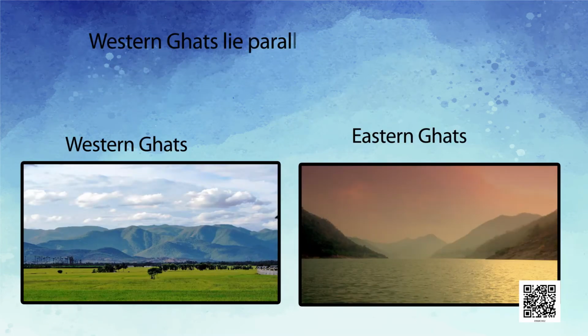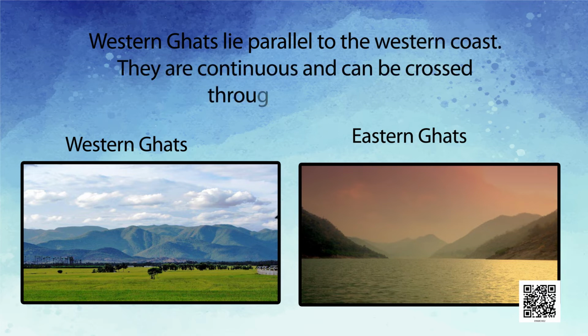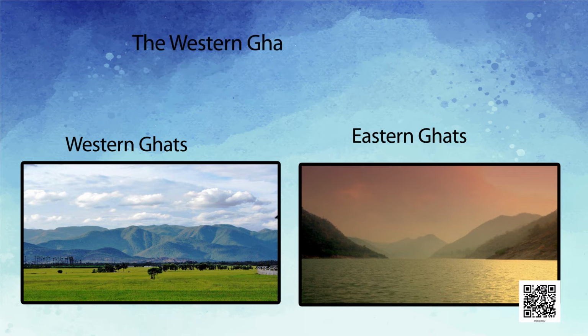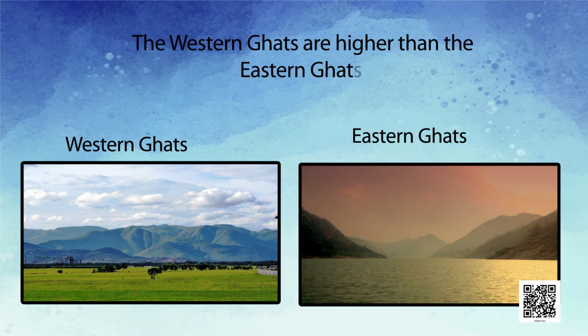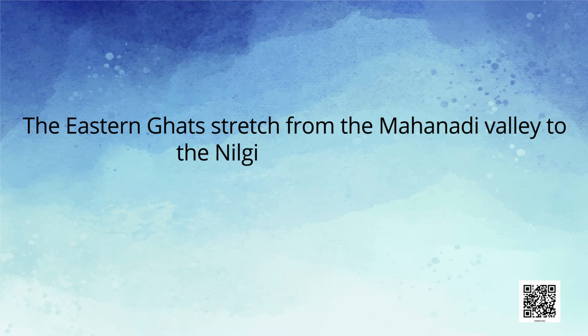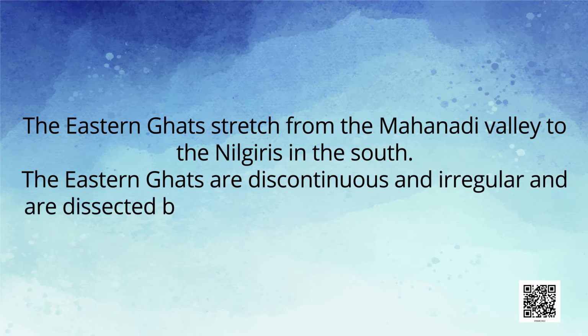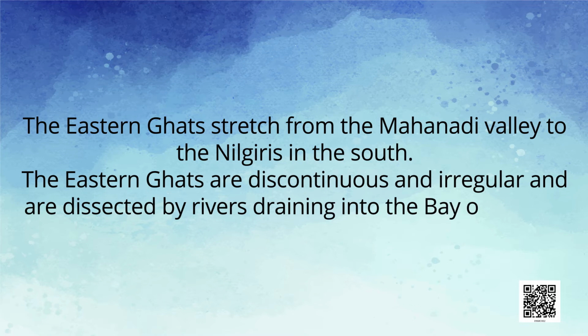Western Ghats lie parallel to the western coast. They are continuous and can be crossed through passes only. The Western Ghats are higher than the Eastern Ghats. Their average elevation is 900 to 1600 meters as against 600 meters of the Eastern Ghats. The Eastern Ghats stretch from the Mahanadi Valley to the Nilgiris in the south. The Eastern Ghats are discontinuous and irregular and dissected by rivers draining into the Bay of Bengal.